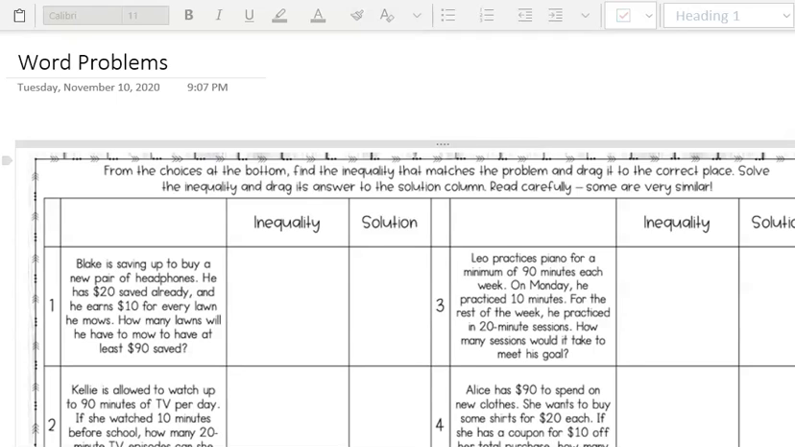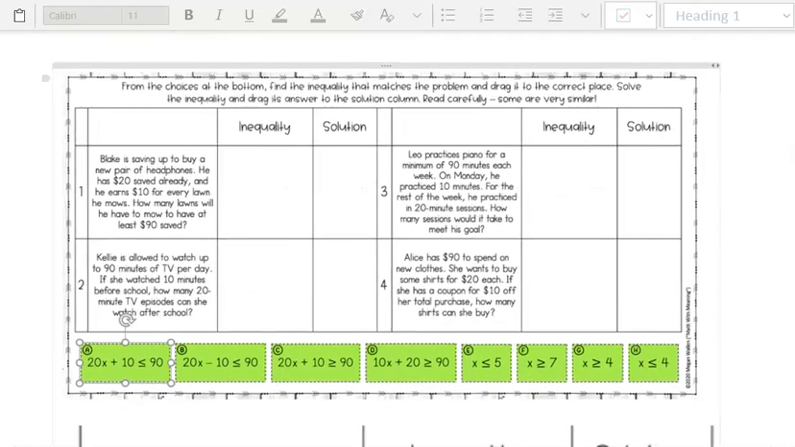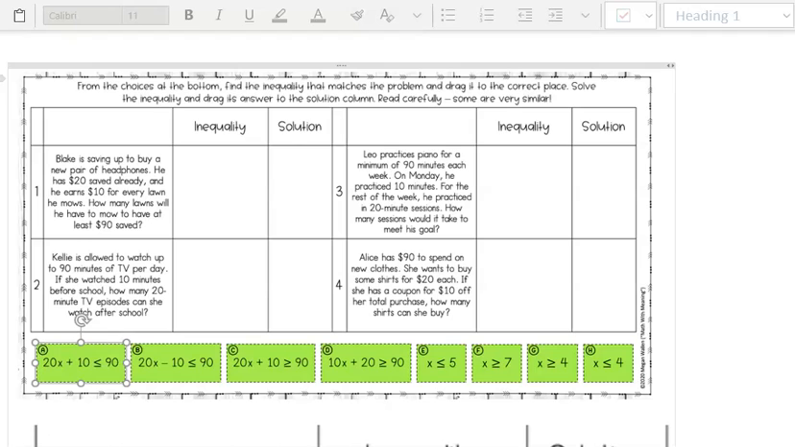So this video is to help you with your word problems. That's what this activity is about, is practicing with word problems. You're going to open a PowerPoint, and at the bottom of the PowerPoint you're going to have these little cards that you can drag up to where they belong. So under inequality, you're going to put one of these inequality equations. Solution is going to be the equation, or what you get when you solve the inequality for x.